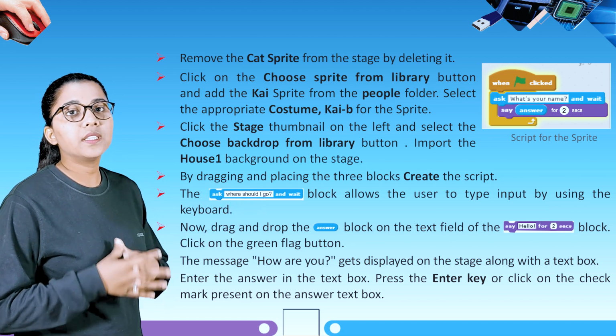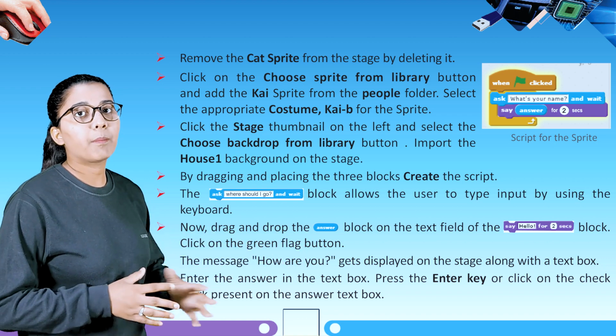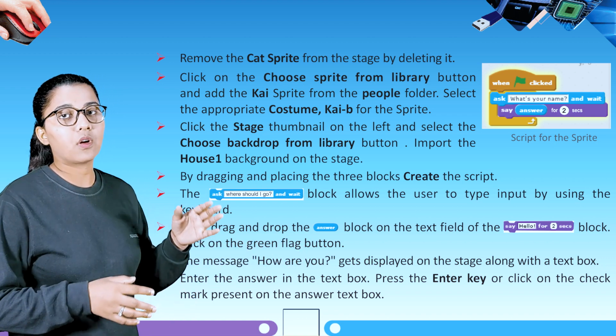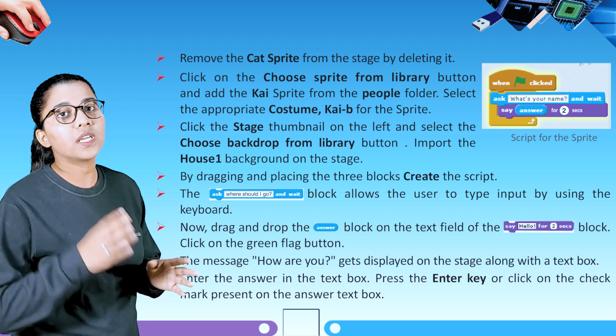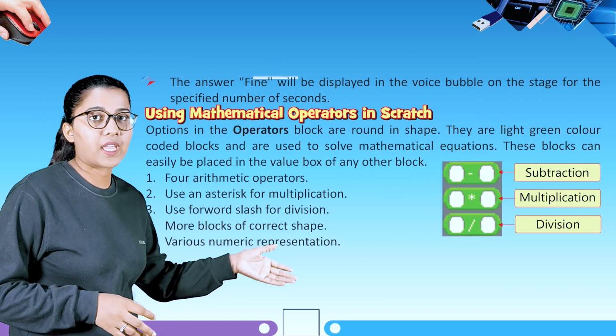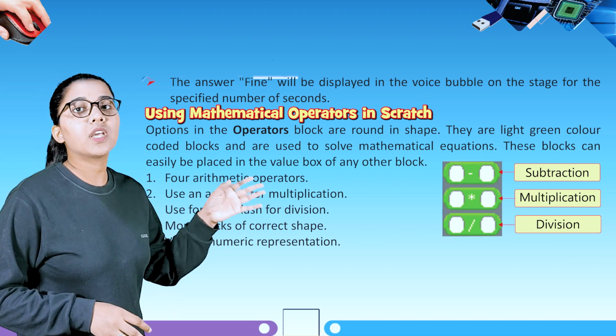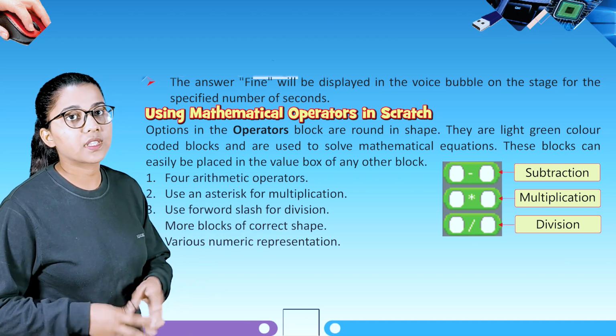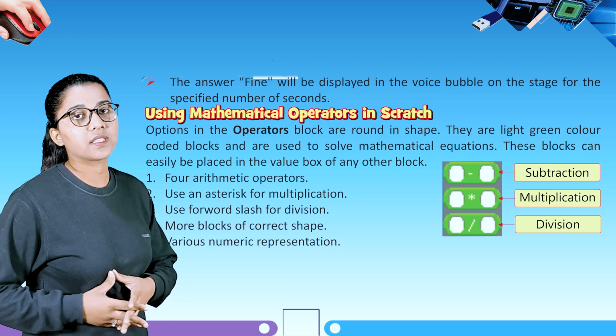Then, enter the answer in the text box. Press the enter key or click on the check mark present on the answer text box. Now, the answer "fine" will be displayed in the voice bubbles on the stage for the specified number of seconds.